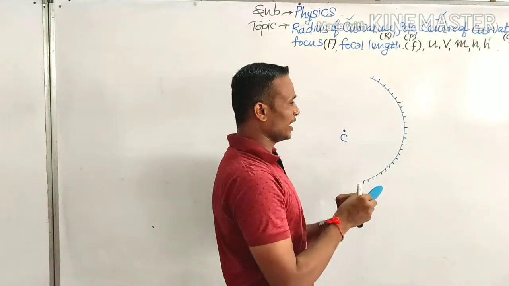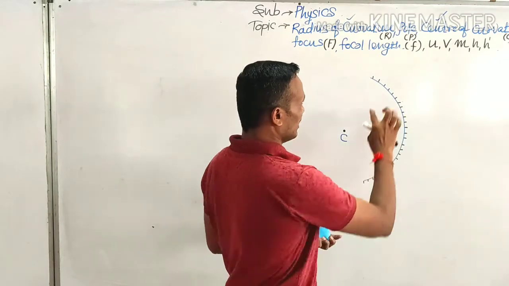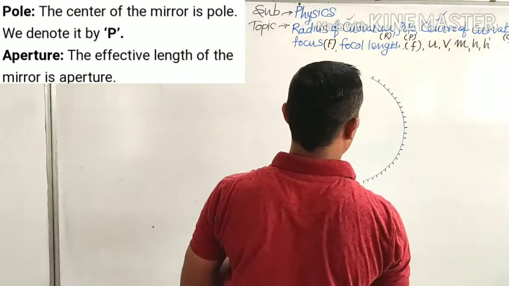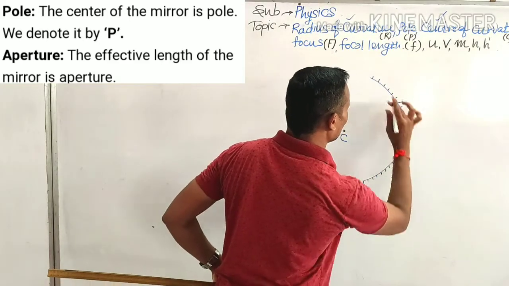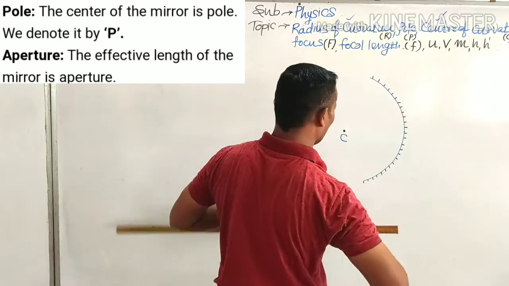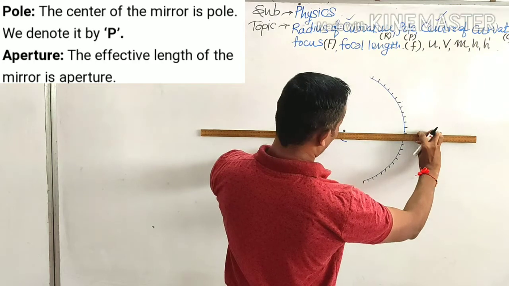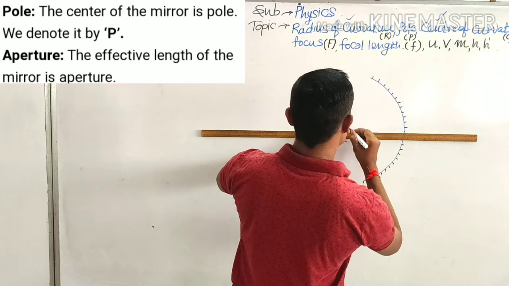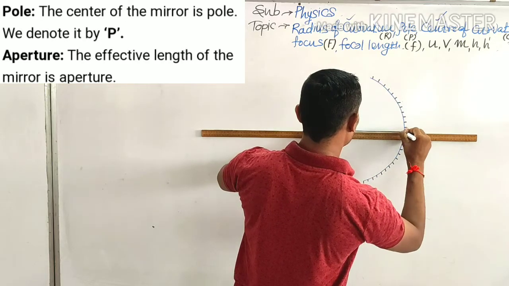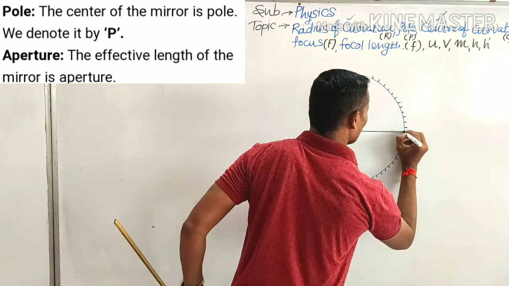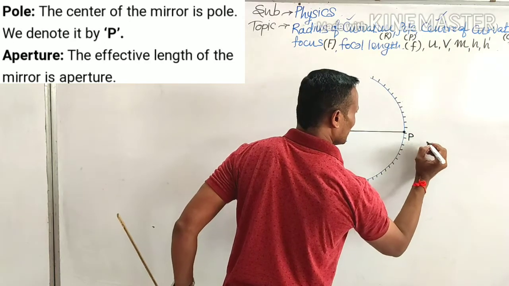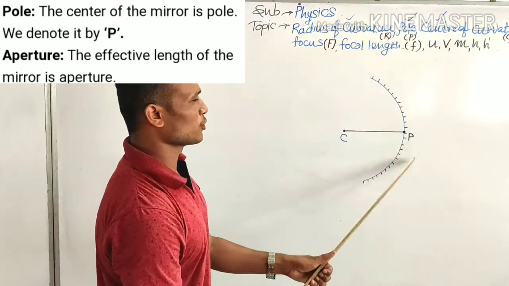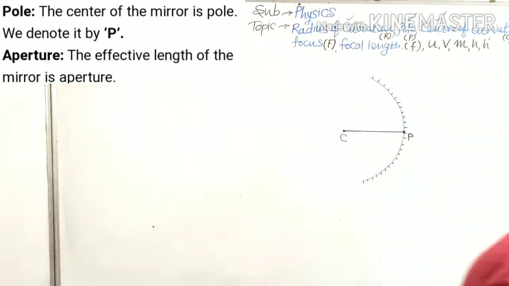For that we have to find the geometrical center of the mirror. The portion we have drawn, its geometrical center might lie somewhere here. Here is the center of this part. And we have to join the center of curvature and the geometrical center of the mirror. I'm trying to join it and you observe well. This center is called the pole. We denote it by P. So what is a pole? Pole is the geometrical center of the given mirror.